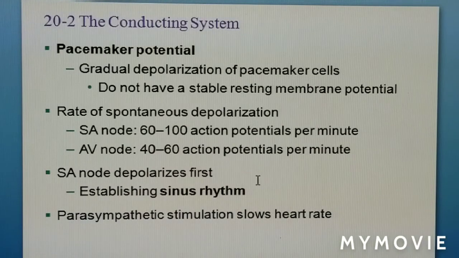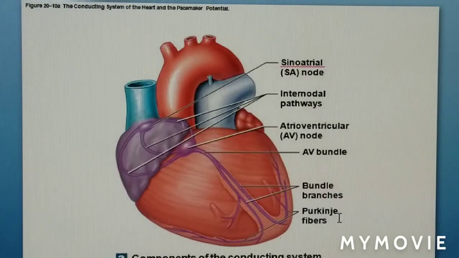The SA node depolarizes first, establishing sinus rhythm. The parasympathetic stimulation slows the heart. Okay, again, we already walked through this. We'll do it again. The SA node fires off to the AV node, which goes down the AV bundle or bundle of His, to the bundle branches, which then carry the stimulation around the ventricles by way of the Purkinje fibers.